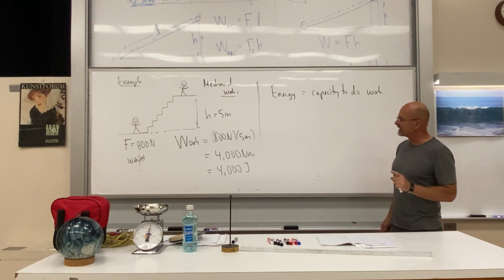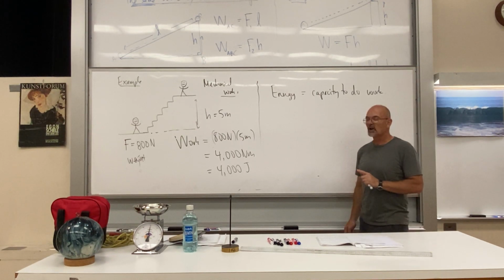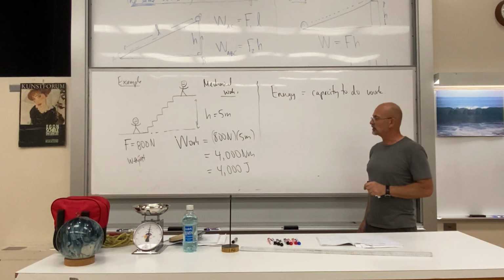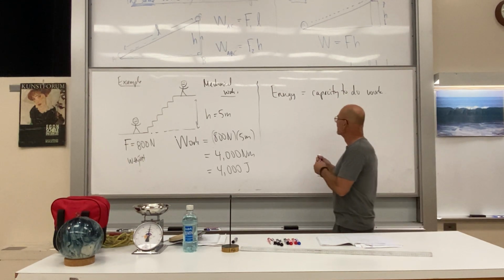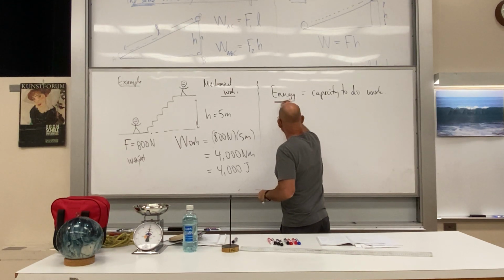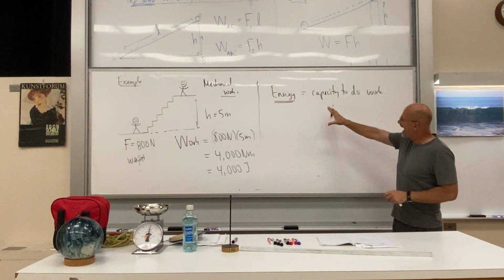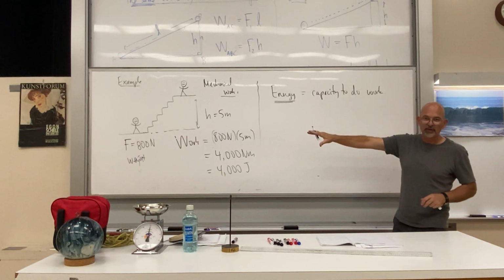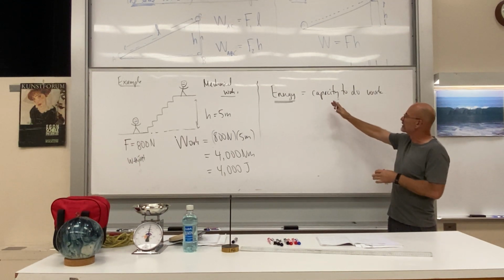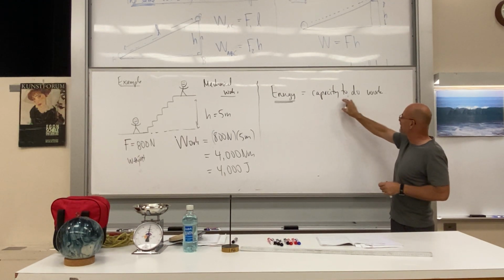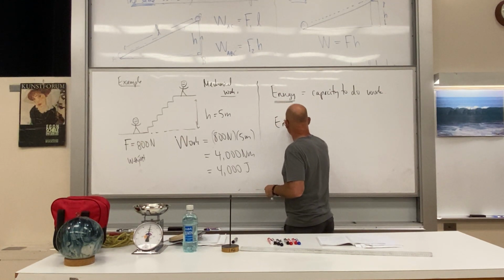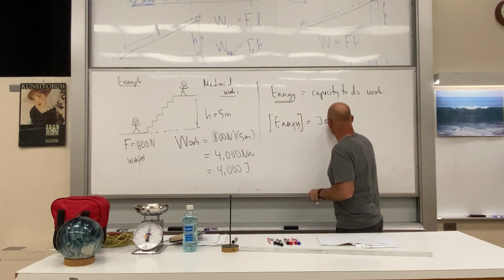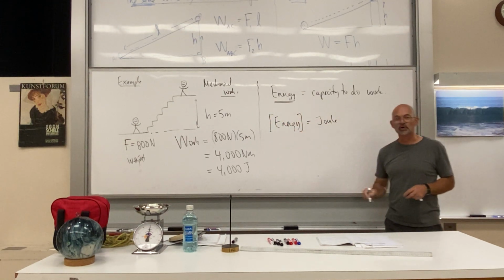What we're going to see is that there's all manner of ways to do work. It's also possible to store work. So that's our definition of energy. We're going to add to that definition later on in thermal physics, but for now, this is the fundamental definition of energy. It's the capacity to do work. The unit of energy for this class is the joule.